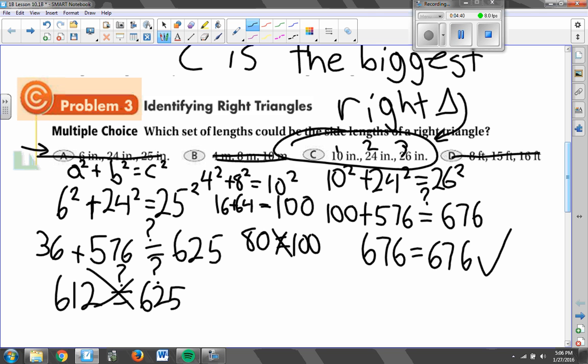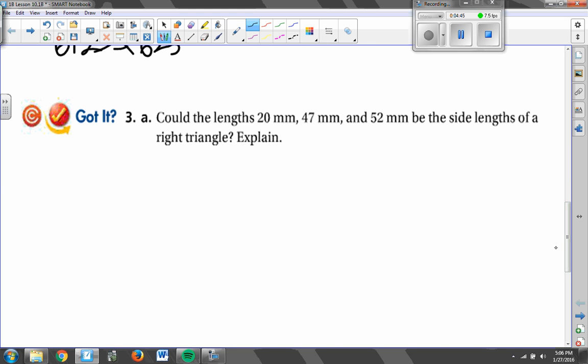The other way this could show up in your homework is like this. Could the lengths 20, 47, and 52 be the side lengths of a right triangle, and explain? I would like you to do that on your own right now. Pause the video, take a look at this problem and tell me yes or no, can 20, 47, and 52 as side lengths make a right triangle? Check that in the Pythagorean theorem. Come on back then and I will show you the correct solution.